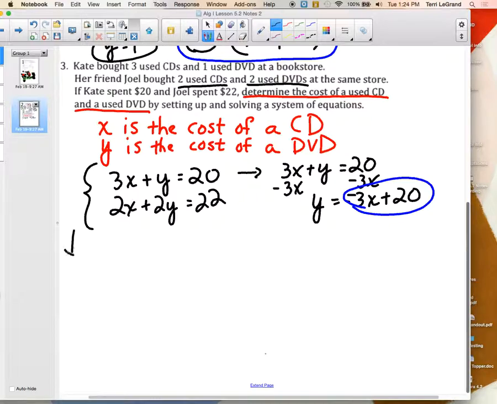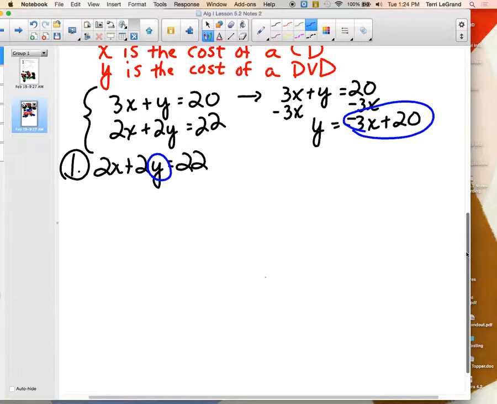Step 1 says use the other equation and substitute into that one for y, because we know what y is the same as. So we're going to put our negative 3x plus 20, or our 20 minus 3x, whichever way you're writing it, in place of that y. And we're going to solve that equation for x. Okay, go ahead and do it. Find the cost of the CD.